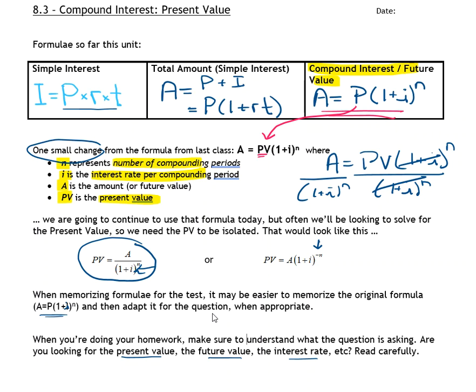There are plenty of other examples that you can look up in the textbook or in other videos if you want to see some more examples of how to use these formulas. But that's the gist of the lesson for today.